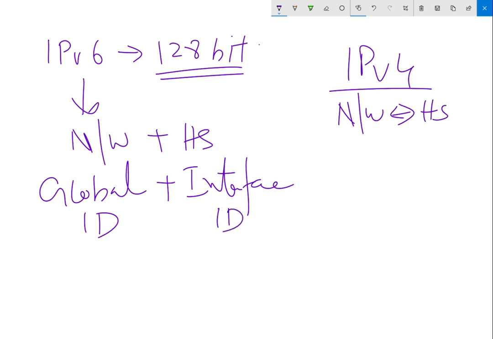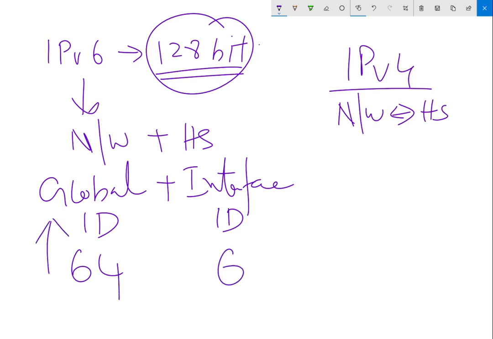But the function is the same. So instead of a network part and a host part, it is also classified into two major parts. One we call a global part, which determines the network, and the other we call an interface part, which determines the host. Out of this 128 bits, 64 bits go for the global ID, and the remaining 64 bits go for the interface ID. This is how IP version 6 is classified.